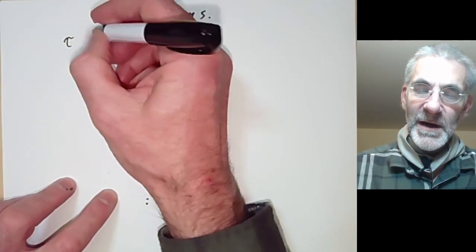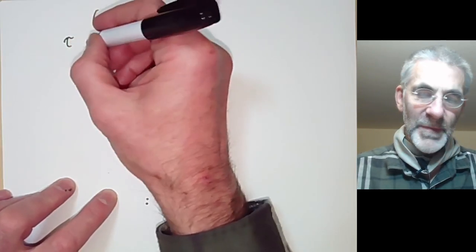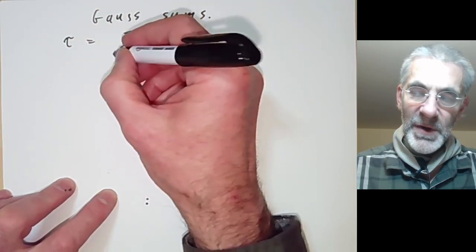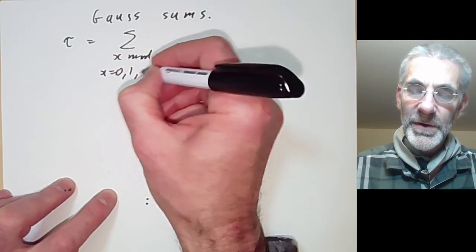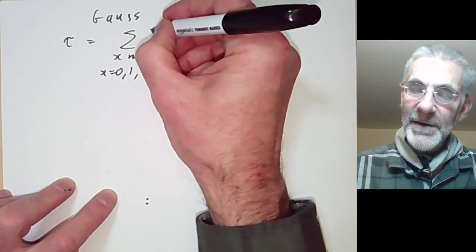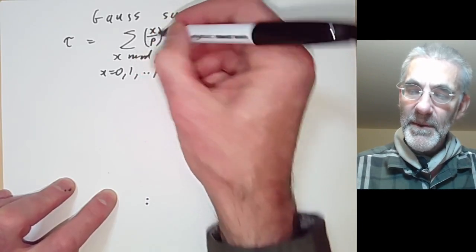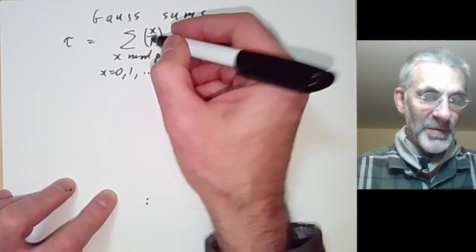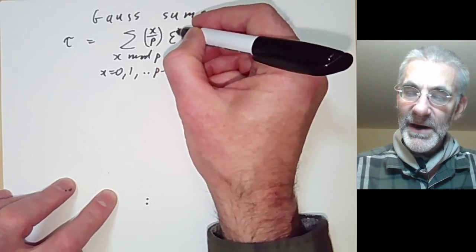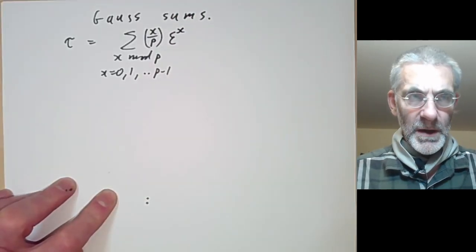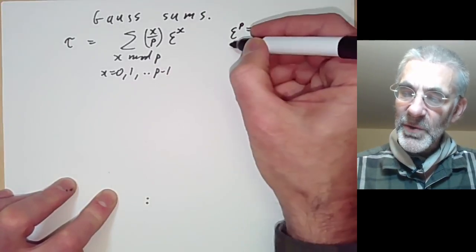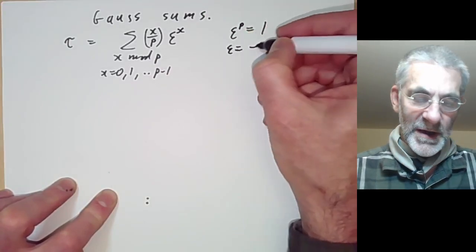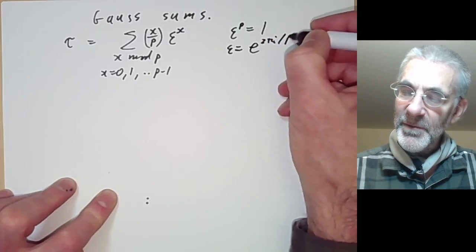Well, a Gauss sum, traditionally denoted by tau, is given by summing over all x mod p. So we're taking x equals 0, 1, up to p minus 1, and you sum the Legendre symbol, whether x is a square or not mod p, and you multiply it by epsilon to the x. So what is epsilon? Well, epsilon is a pth root of 1. More precisely, epsilon is equal to e to the 2 pi i over p.